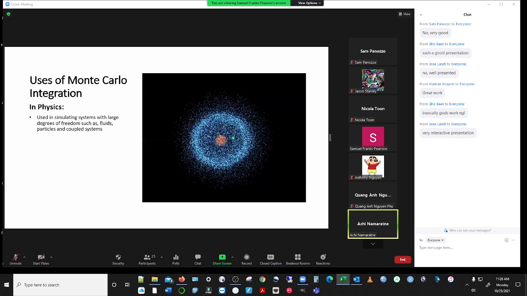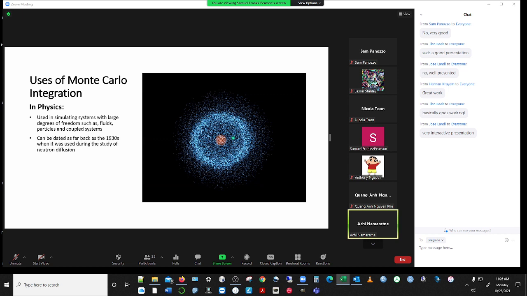Uses. The Monte Carlo method of integration is widely taken advantage of through multiple industries, with the most common being physics and mathematics. It is often used as an alternative approach for situations where conventional deterministic methods are impossible or infeasible due to the large computational requirements involved. In the field of physics, the method is heavily utilized for simulating systems with large degrees of freedom, such as fluids, particles, and coupled systems.